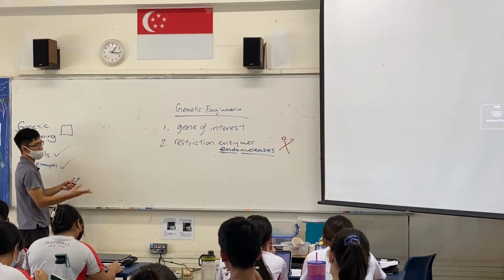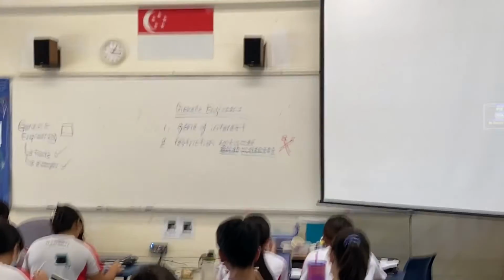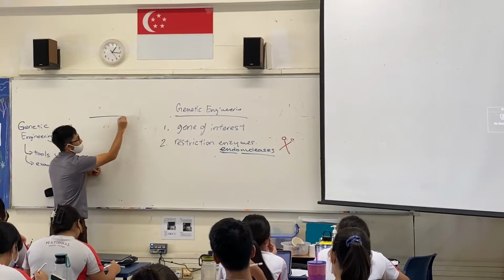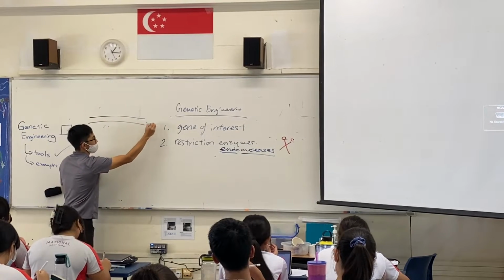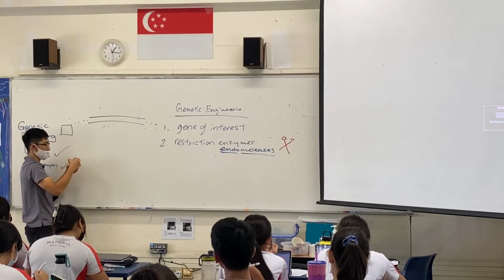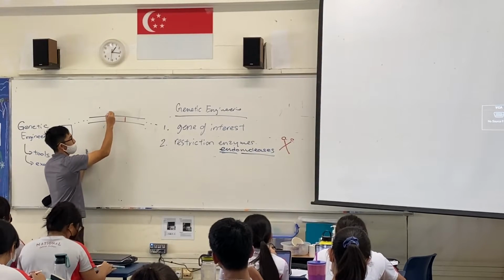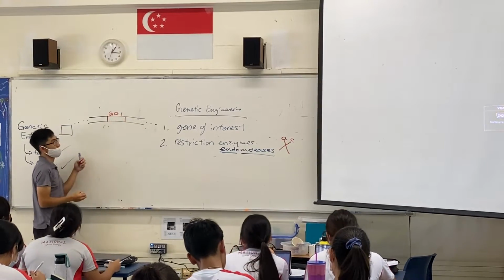So let me just draw certain diagrams on the other side to represent what I'm saying. Let's say this is the individual's DNA. It goes on and on. But we only really want one part. The gene of interest. That's the one we want.